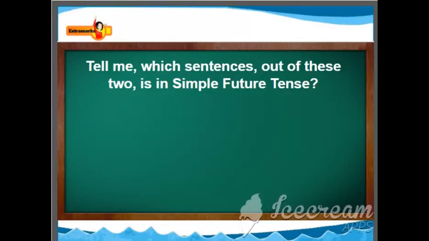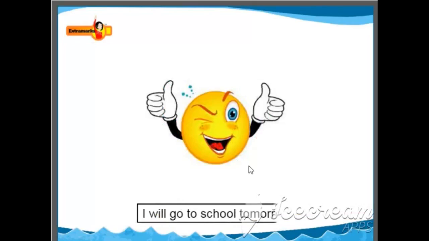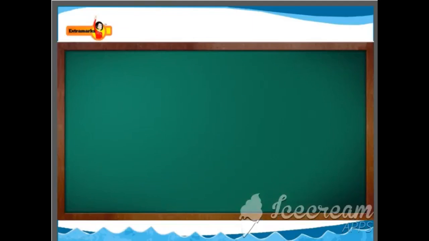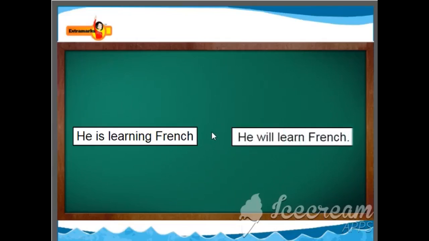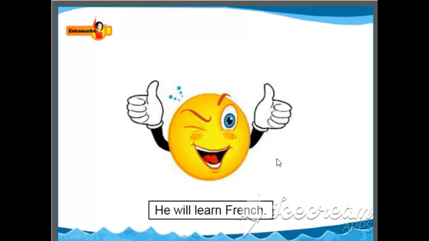Students, tell me which sentence out of these two is in simple future tense. I will go to school tomorrow, or I go to school. I will go to school tomorrow. Very good. The next question for you is, he is learning French, or he will learn French. He will learn French. Excellent.